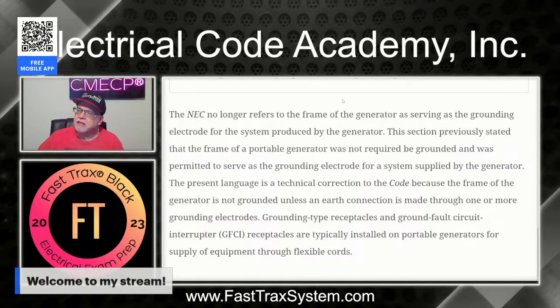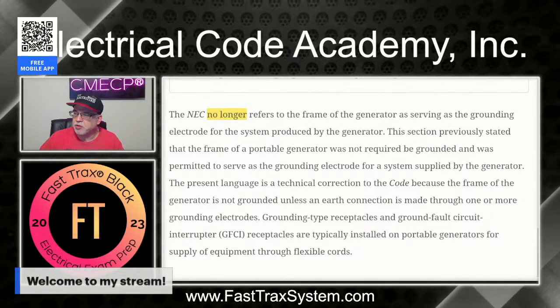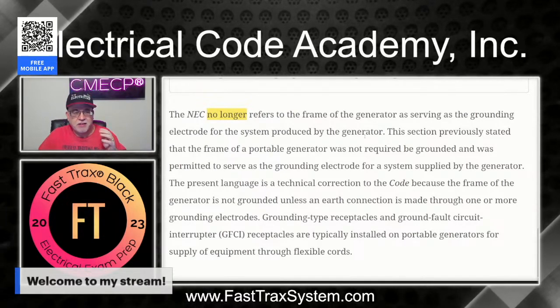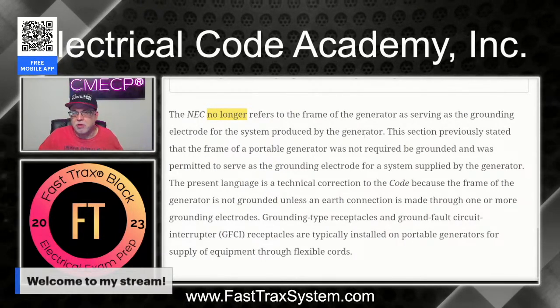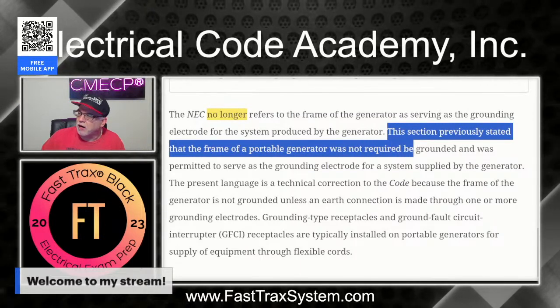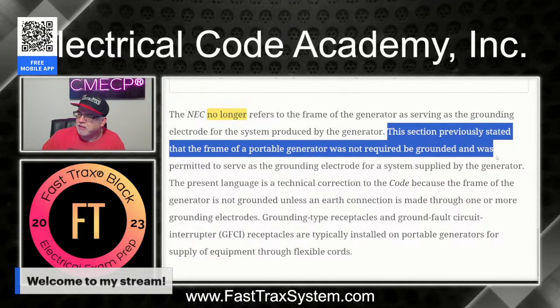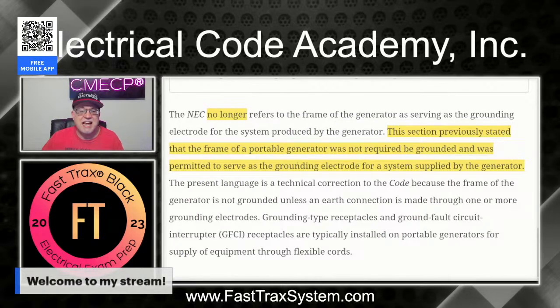So let me read it here. It says the NEC no longer refers to the frame of a generator as serving as the grounding electrode for the system produced by the generator. It can't be, because the whole premise here was that it doesn't have electrodes. It's not connected to earth. It says, this section previously stated that the frame of a portable generator was not required to be grounded and was permitted to serve as the grounding electrode for the system supplied by the generator. That is not technically correct, because it's just the metal frame that has to be bonded to the neutral point.